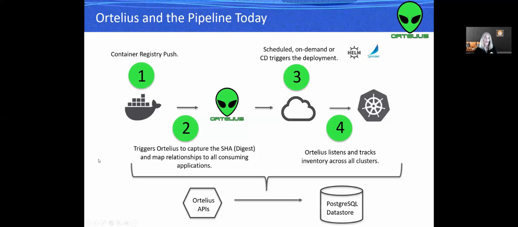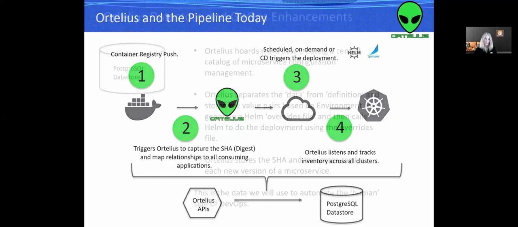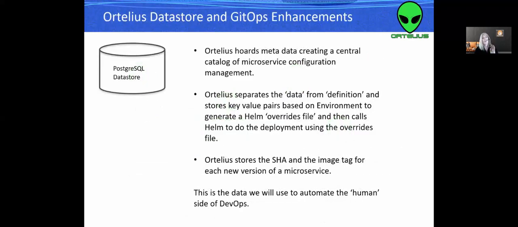Because what we are creating is a central database of configuration management data that contains what's needed to automate the update of the YAML files. So in other words, Ortelius hoards metadata. And it creates the central catalog of microservice configuration management. It also separates the data from the definition and stores key-value pairs based on environments.